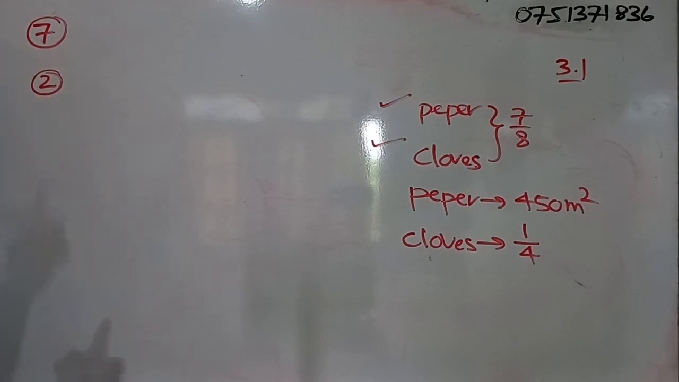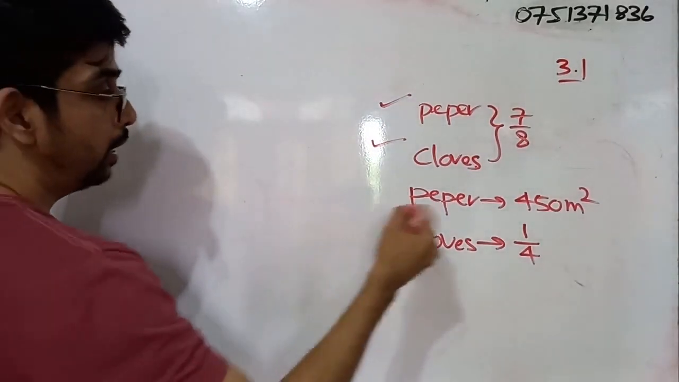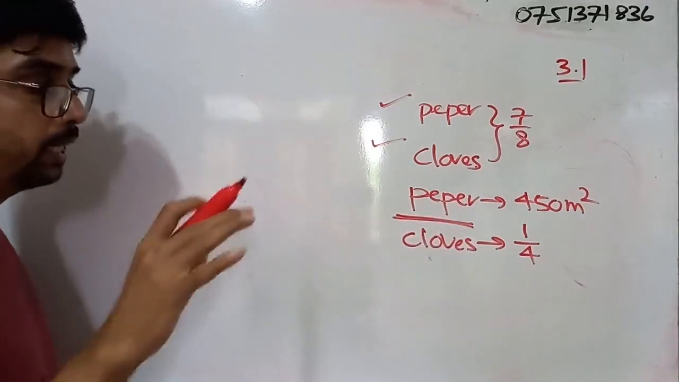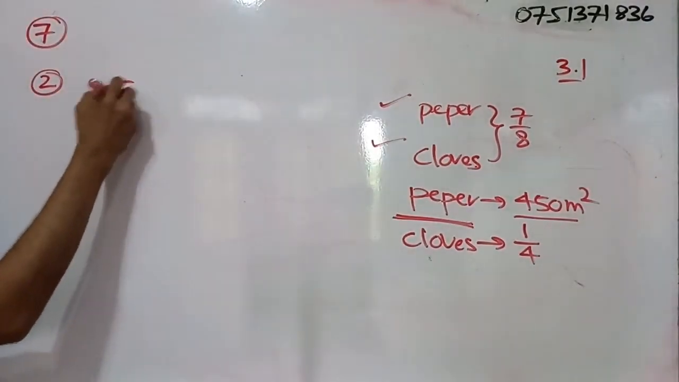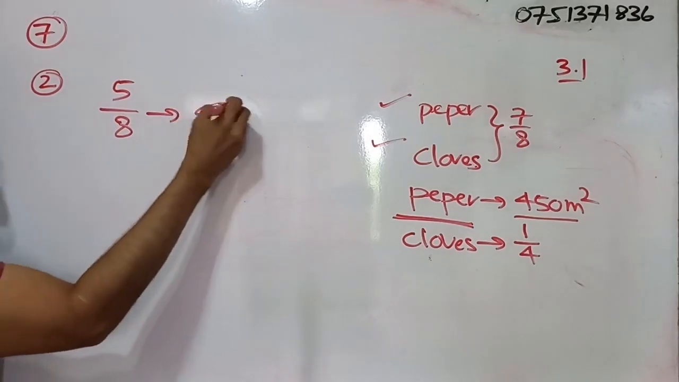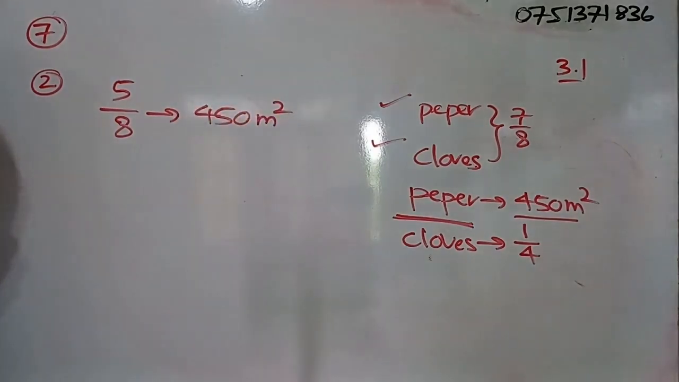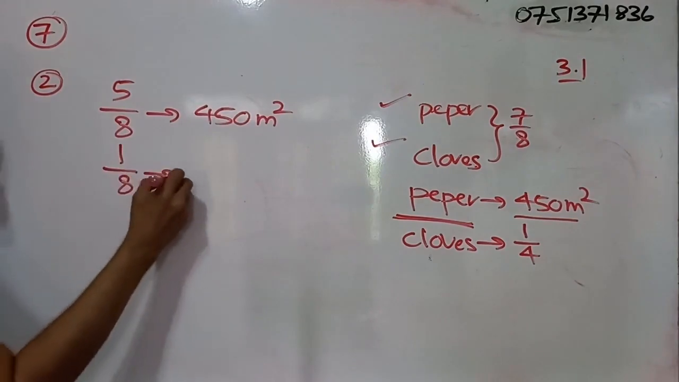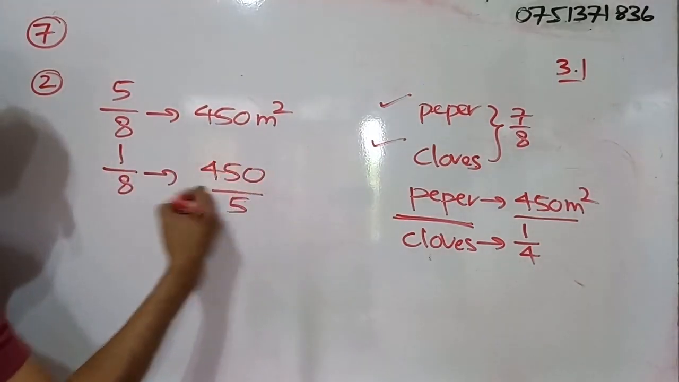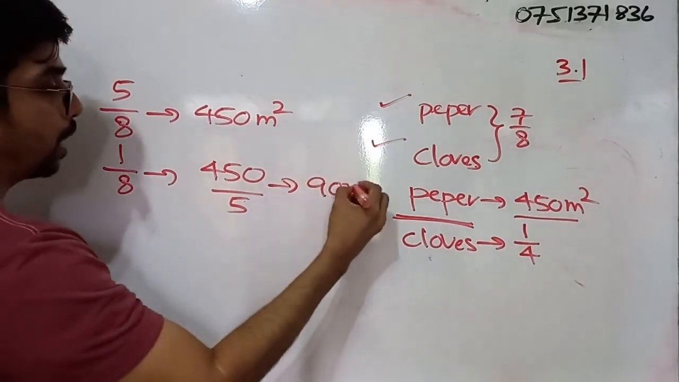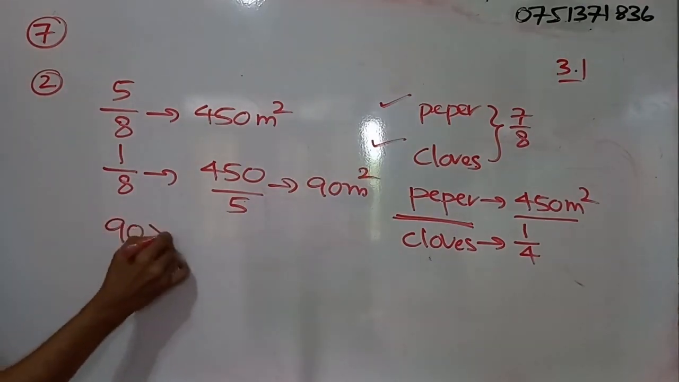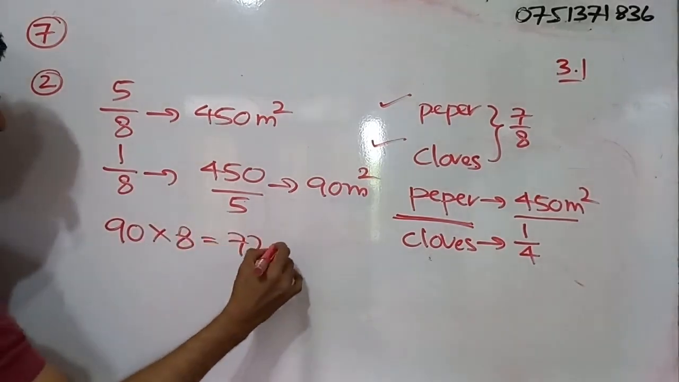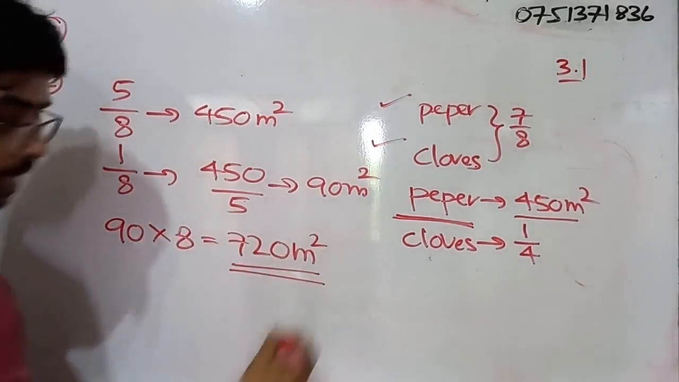Right. So we have been given in the question that the land where only the pepper has been cultivated is 450 square meters. So we know 5/8 is equal to 450 square meters. So what is 1/8 equal to? 450, we have to divide it by 5, no? So that is 90 square meters. So in the question, what are they asking? The area of the whole land. So what do we have to do? Take 90 and multiply it by 8. So 720 square meters. That is the answer.